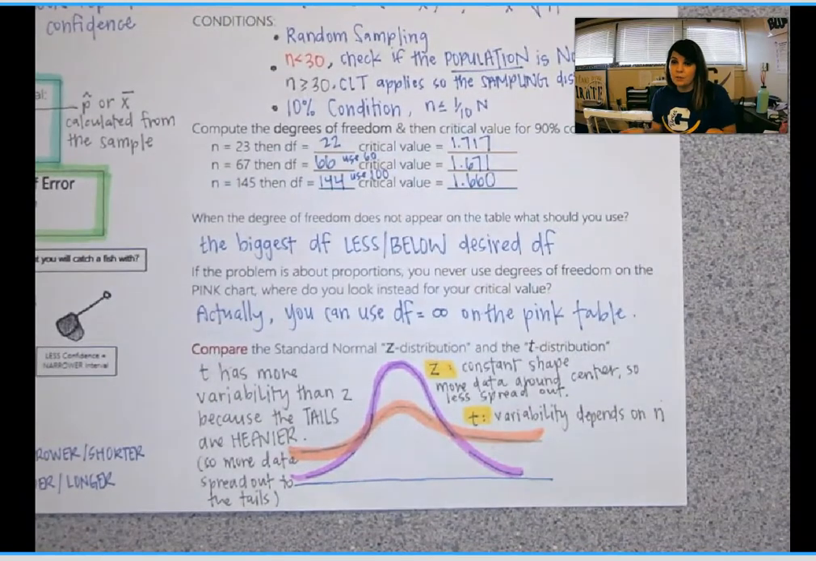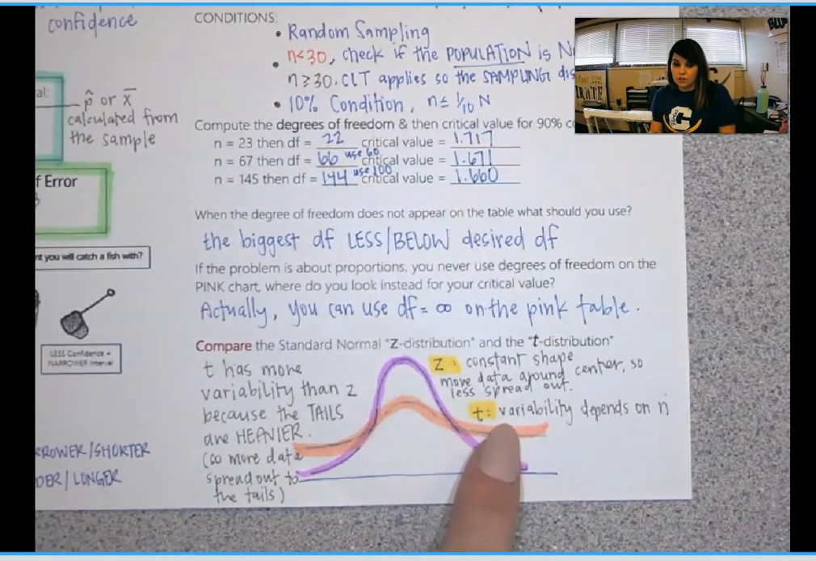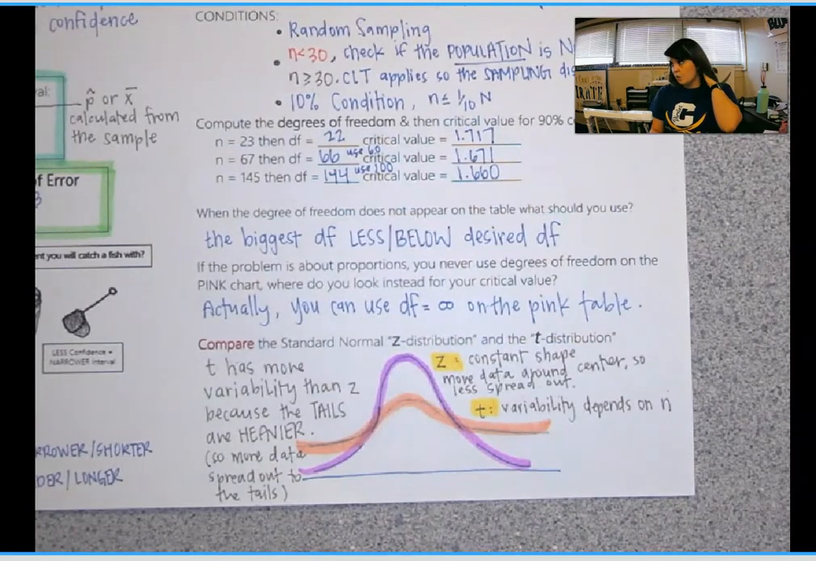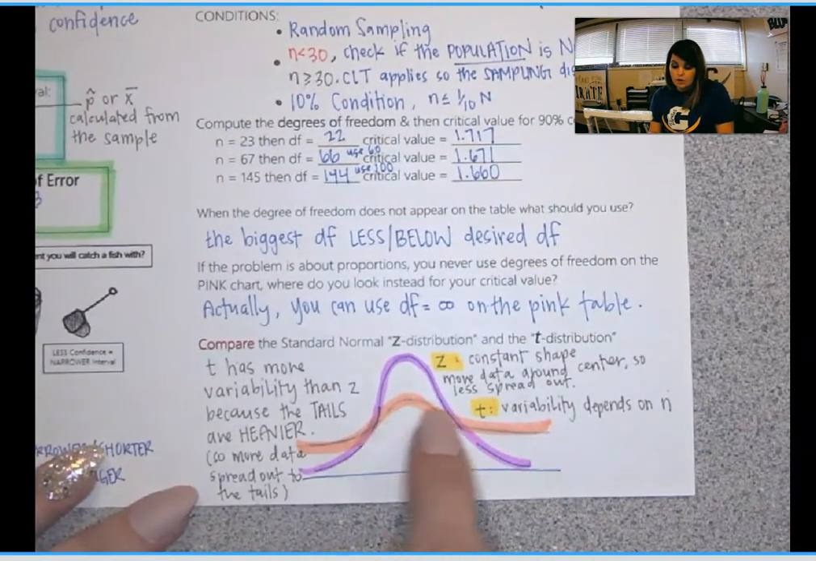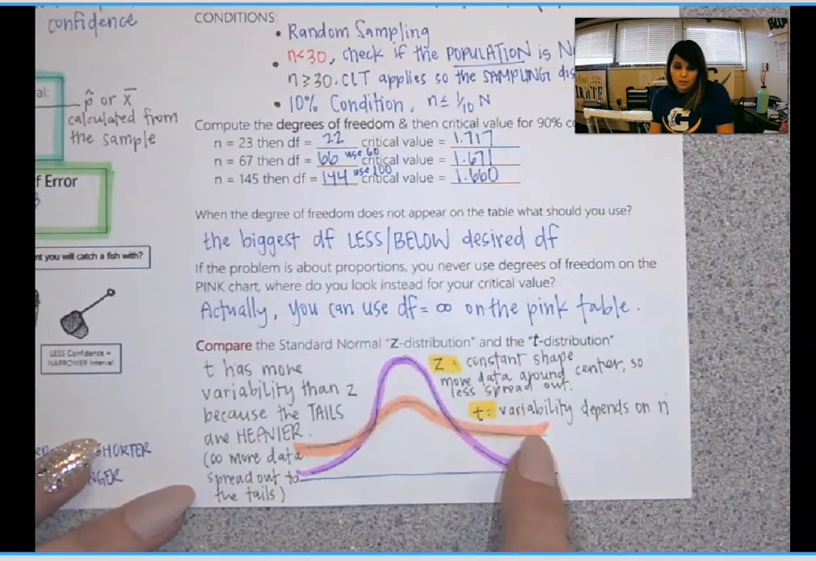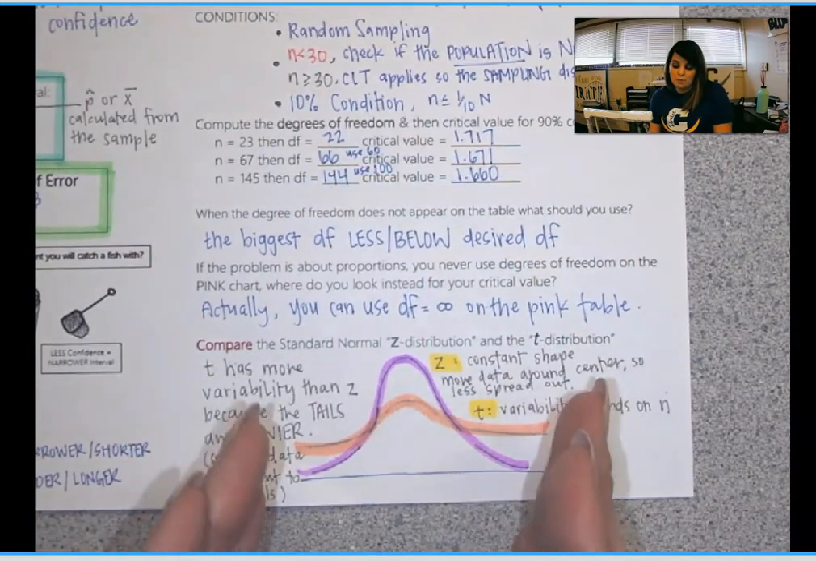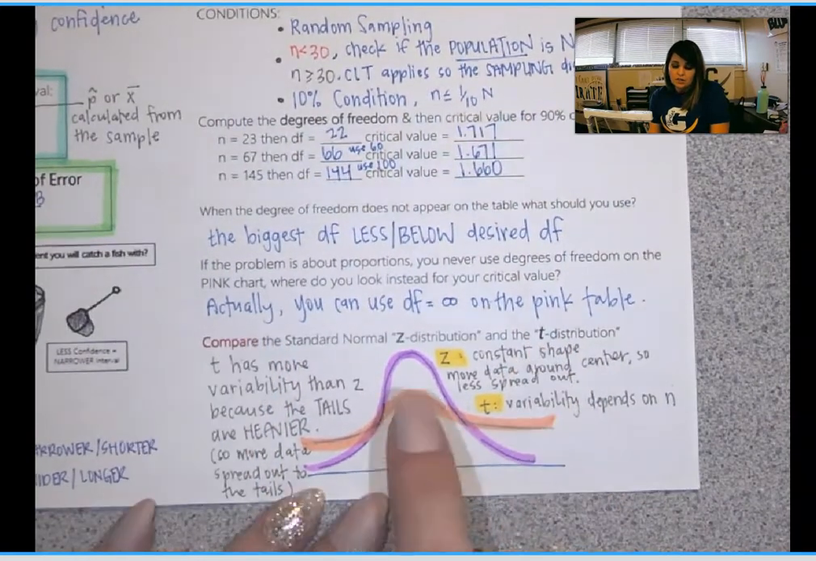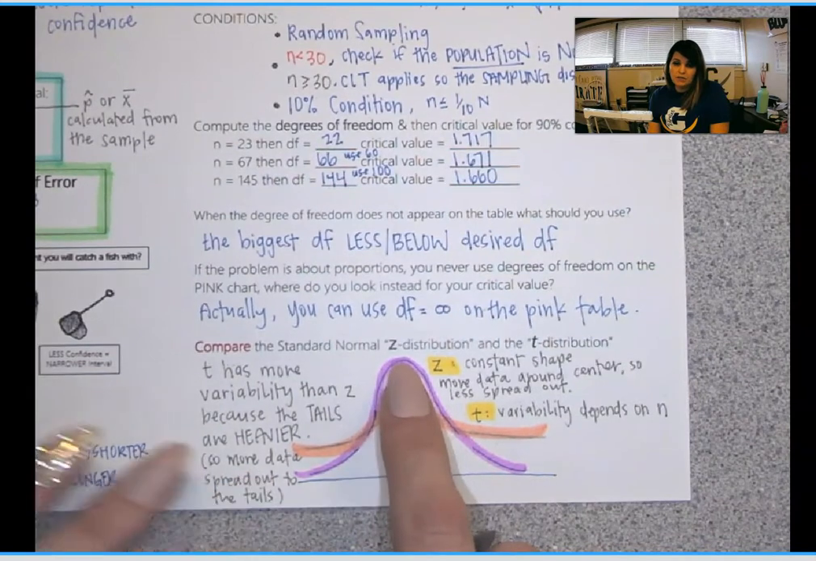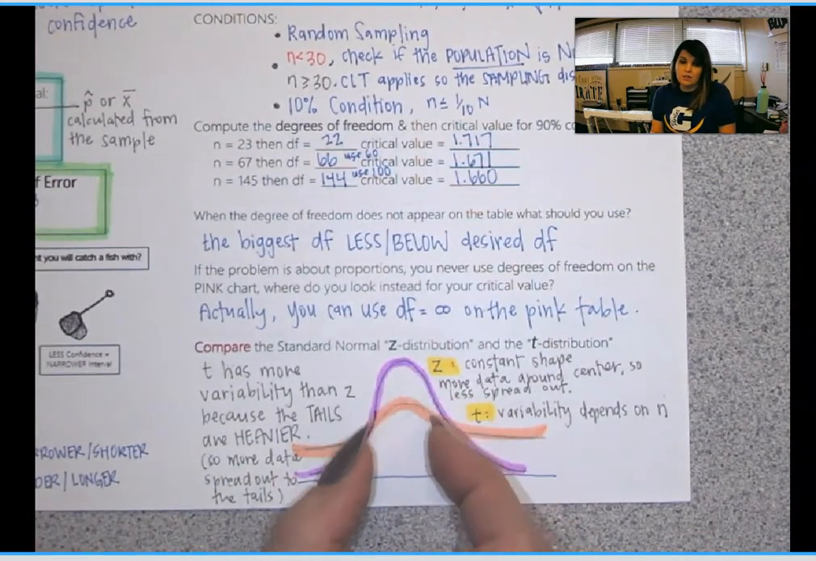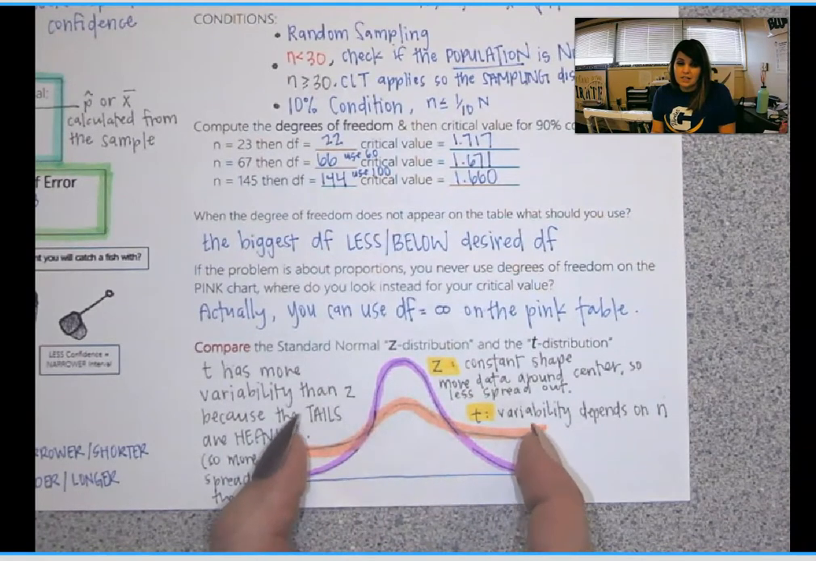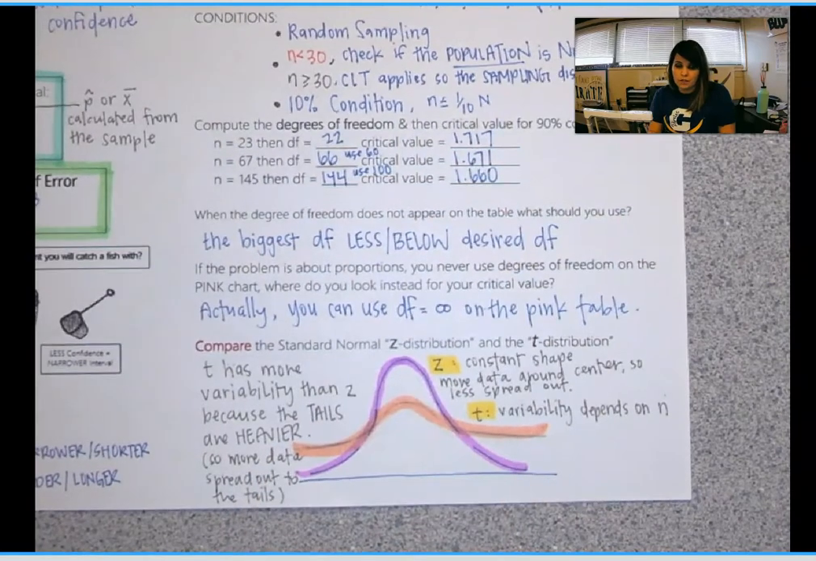So if your sample size is as large as it could possibly be, then this orange curve actually looks like the purple curve. One thing to note is that the orange curve has more variability because the tails are heavier, which means more of the data is farther from the center. For the purple curve, the Z curve, there is less variability because most of the data is in the center and not in the tails. T gets closer to the purple curve as you increase sample size.